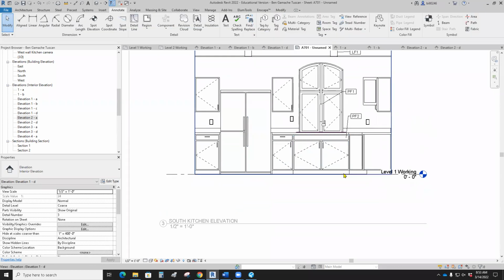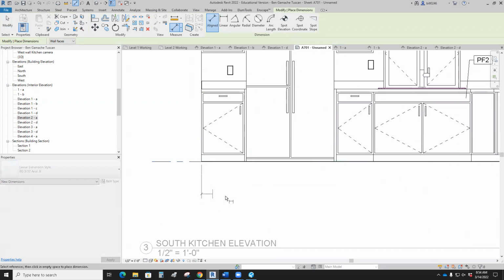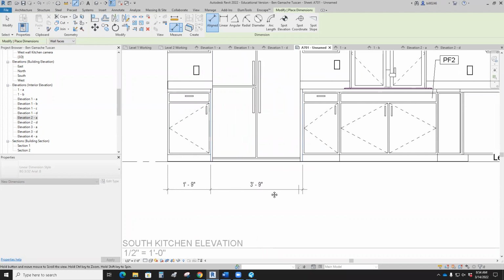Next, we have to dimension it because this is the only place you're going to get it, both horizontally and vertically. So you're going to use your class dimension style. If you've done this correctly, you should be getting some pretty even numbers divisible by 3 inches. If not, then you might be a little off. That one, I don't know if I got the right spot there. I might not have. Let's try that again. Yeah, that's the right spot. And then the opening for the fridge, that looks good.